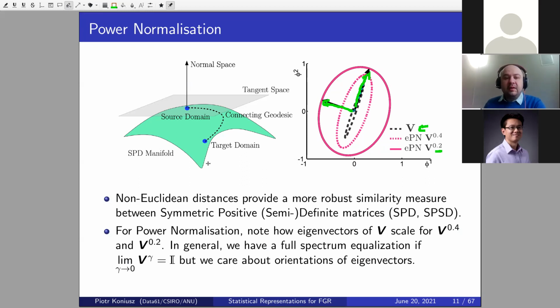In contrast, non-Euclidean distances really measure the distance on the geodesic path. So we have the cone of positive definite matrices, some 2 points, and then we measure the distance on the path on the manifold. So those two things are different.